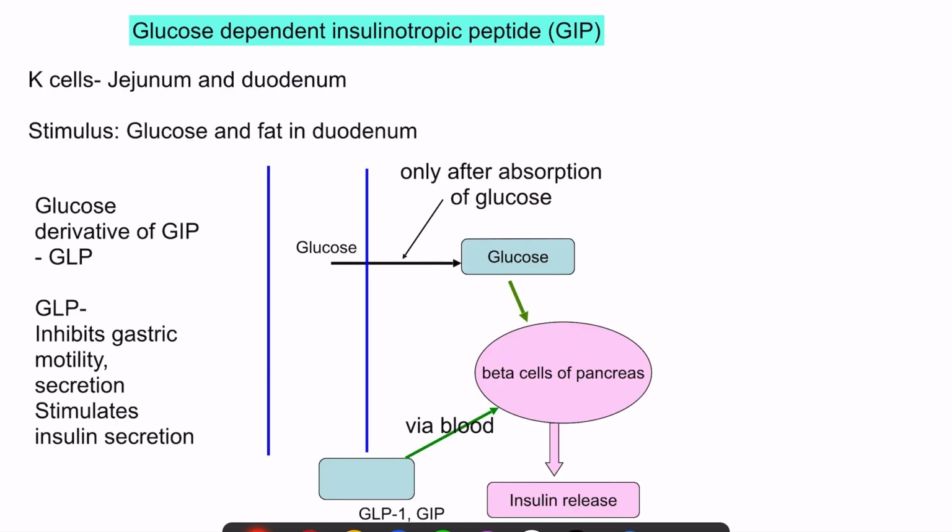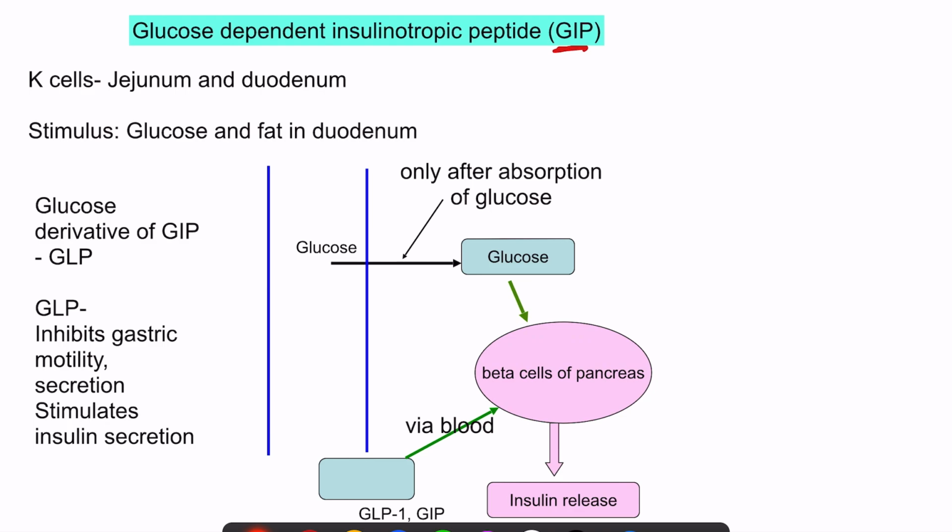Moving on to the next hormone, that is GIP. Remember that three fundamental hormones we have talked about: gastrin, secretin, and cholecystokinin. They are the most important for remembering, but we have many other GI hormones as well. So we have glucose dependent insulinotropic peptide. Insulinotropic. Another name for this before was gastric inhibitory peptide, GIP.